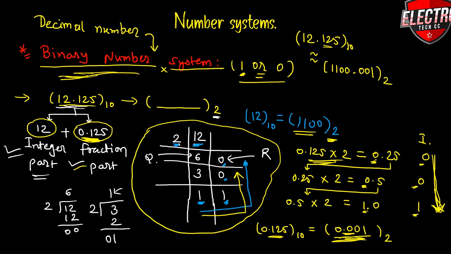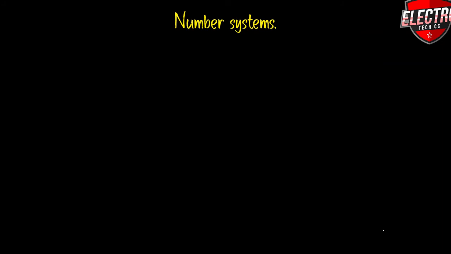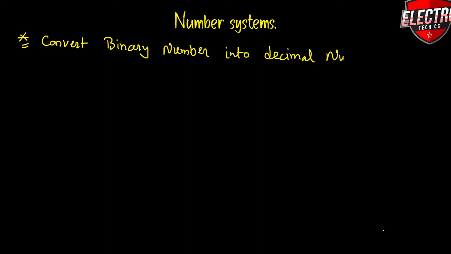Okay, so next point, that is how to convert a binary number into a decimal number. To convert a binary number system into the decimal number system, let's take one example.